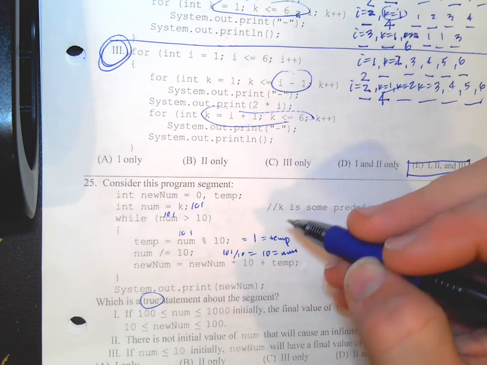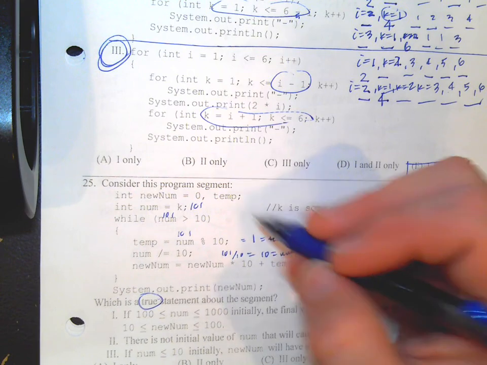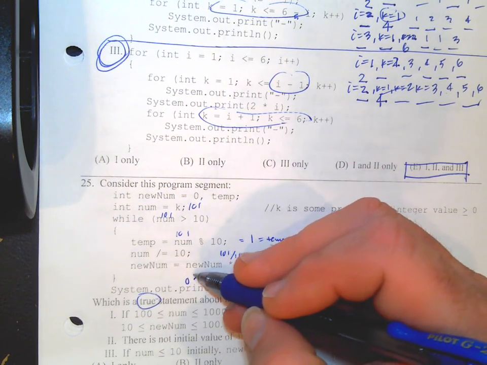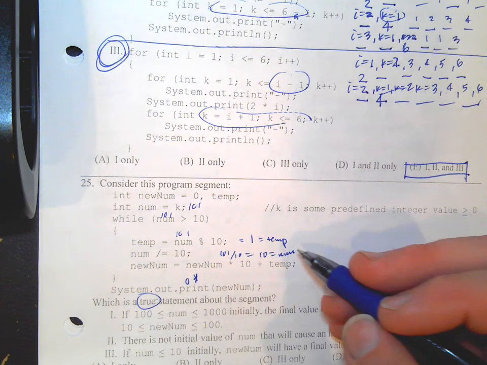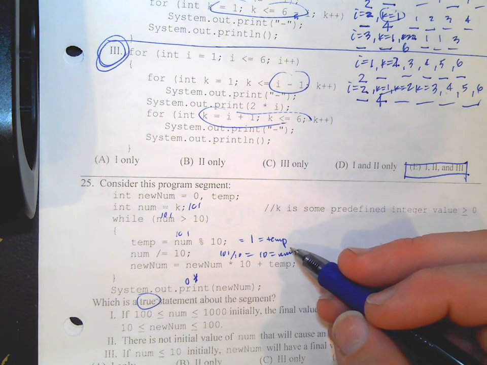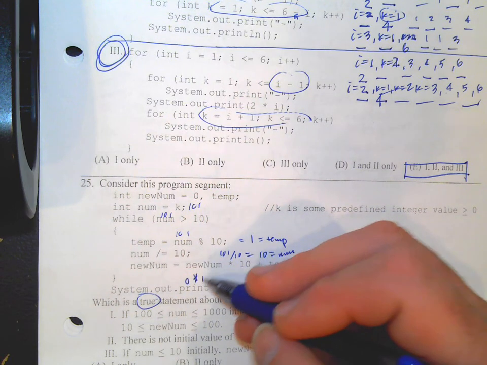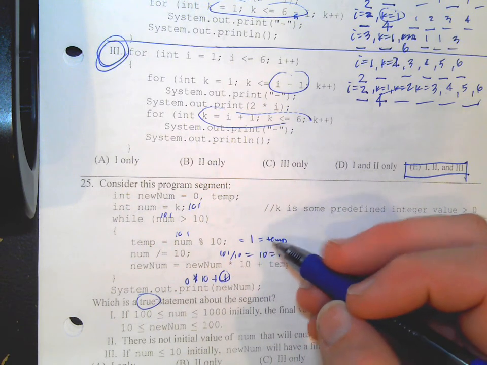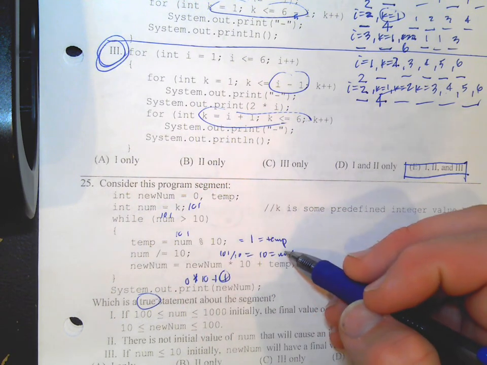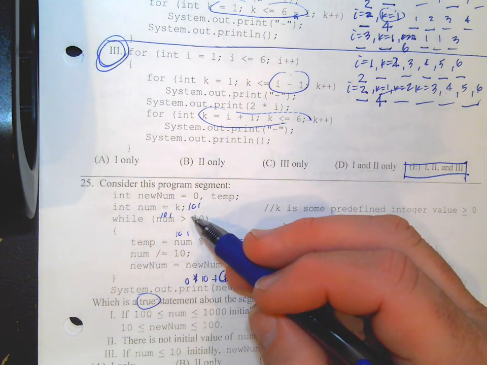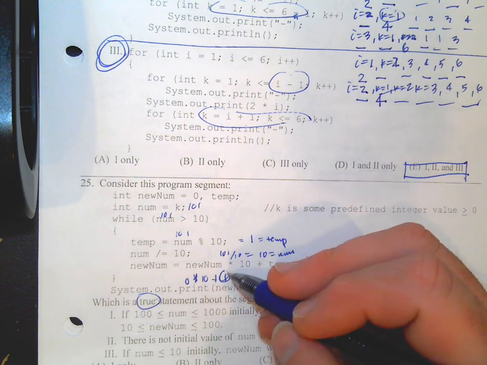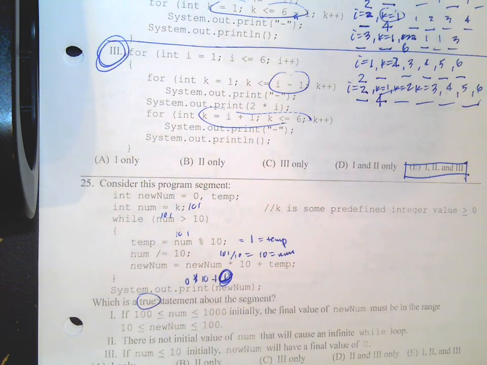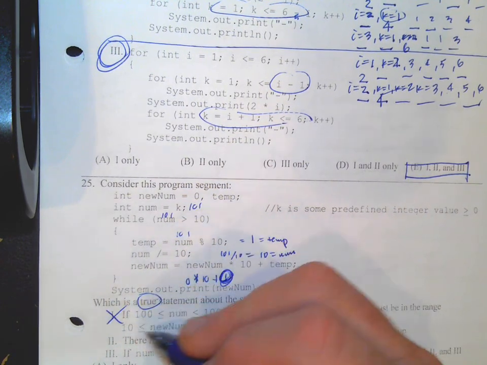And then newNum is going to be newNum, which is 0, times 10 plus temp. Okay, so now newNum is that, and then it goes back up here, and num is now 10. So while 10 is greater than 10, well, it's done, and this is all it's going to do. It's going to just print out 1, which tells you that this first one's false because it said it had to be 10.